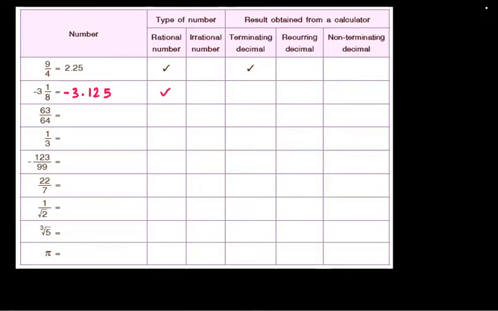Now, what about the type of decimal? You see, the digits stop at 5. Since they stop at 5, we will say that this is a terminating decimal because the digits stop at 5. Okay. Now, get 63 divided by 64 in your calculator. What can you get? All right. You see that you are getting 0.984375.